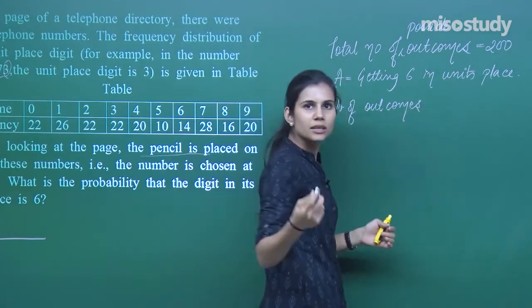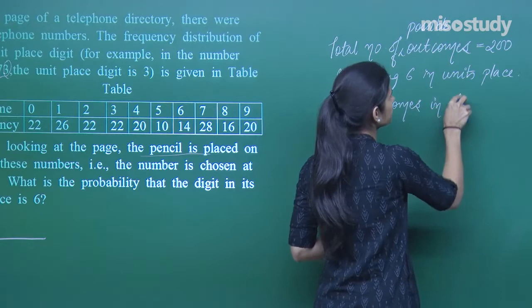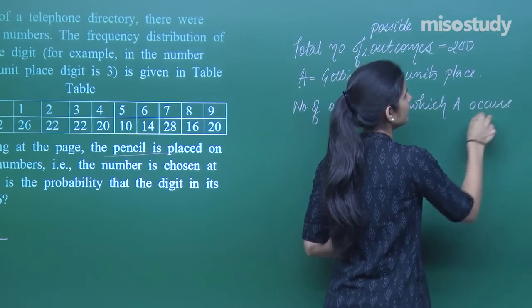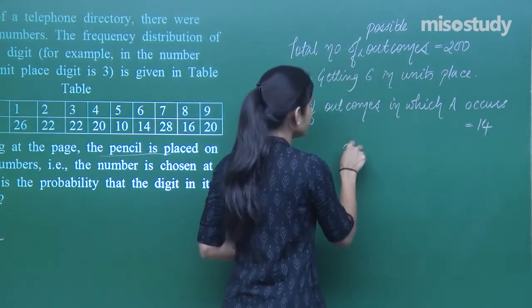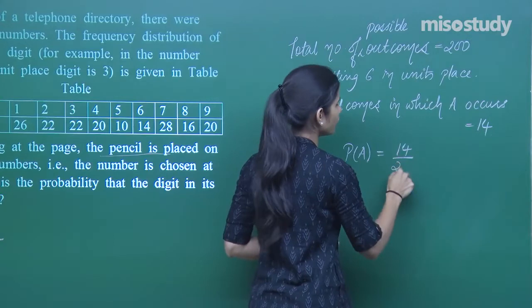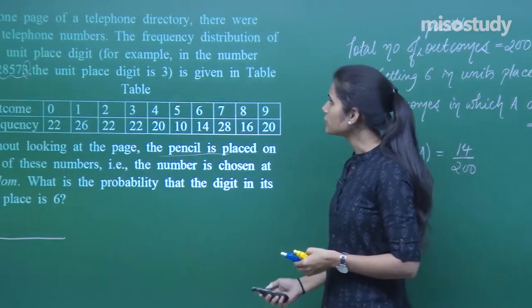Number of phone numbers are my outcomes. Number of outcomes in which A occurs is 14. So, probability of A is the number of outcomes in which A occurs upon the total number of outcomes. Is it clear? Let us look at the next question.